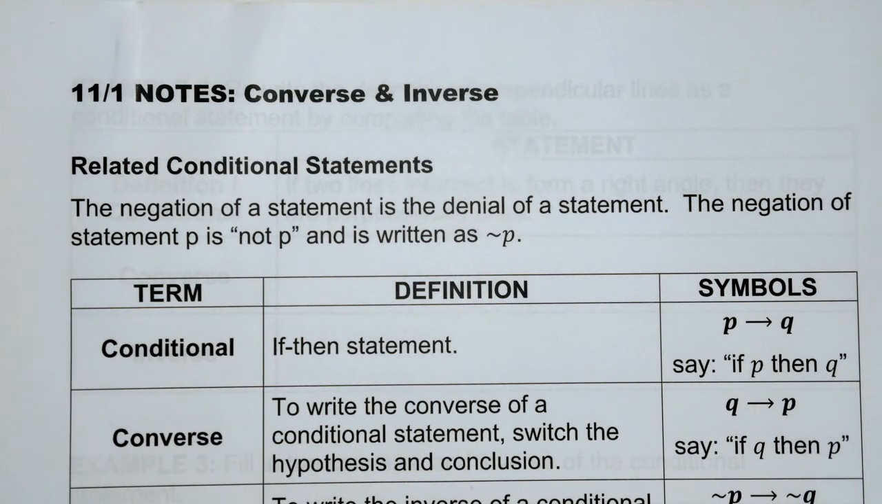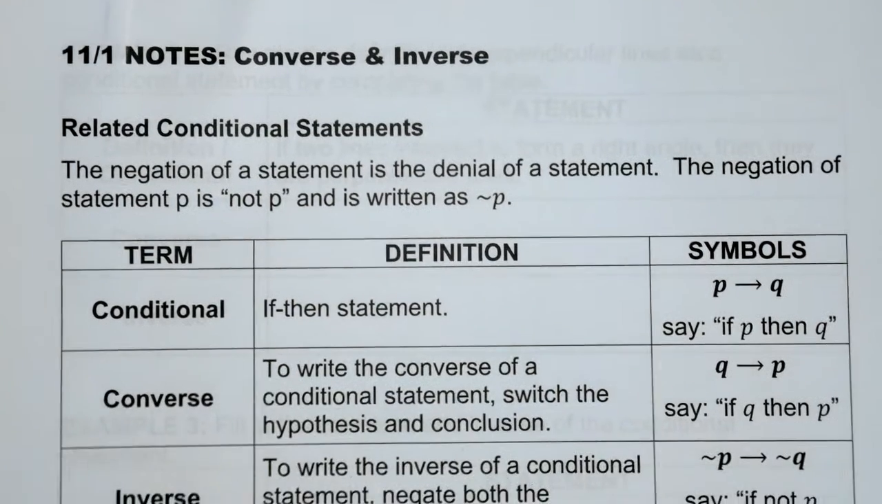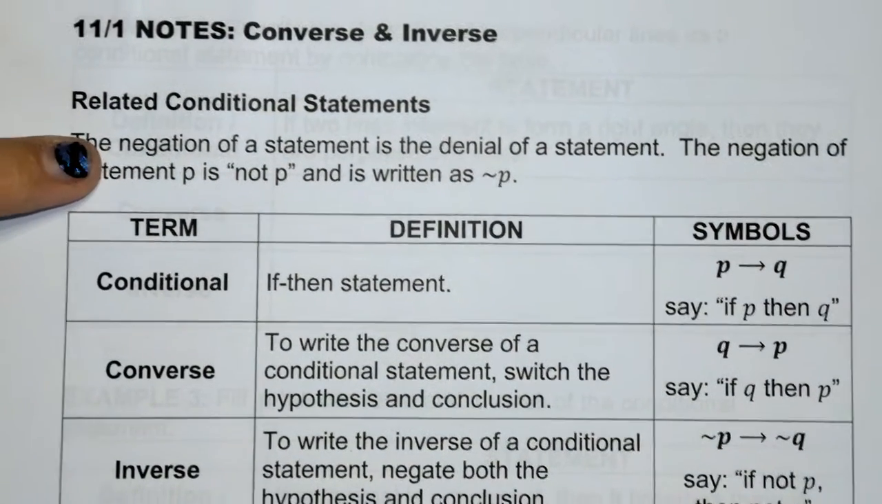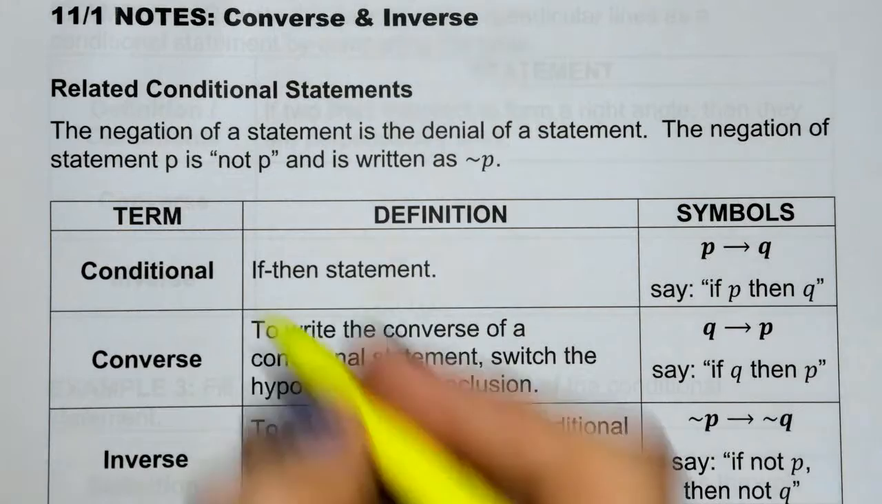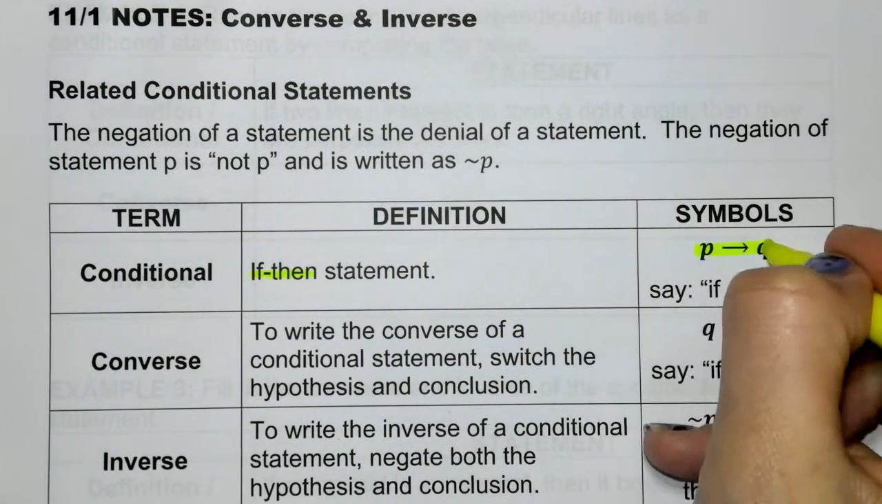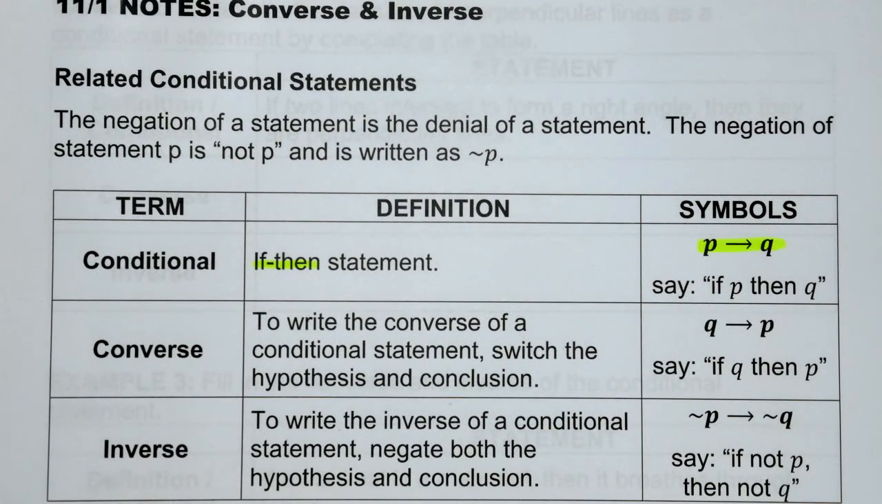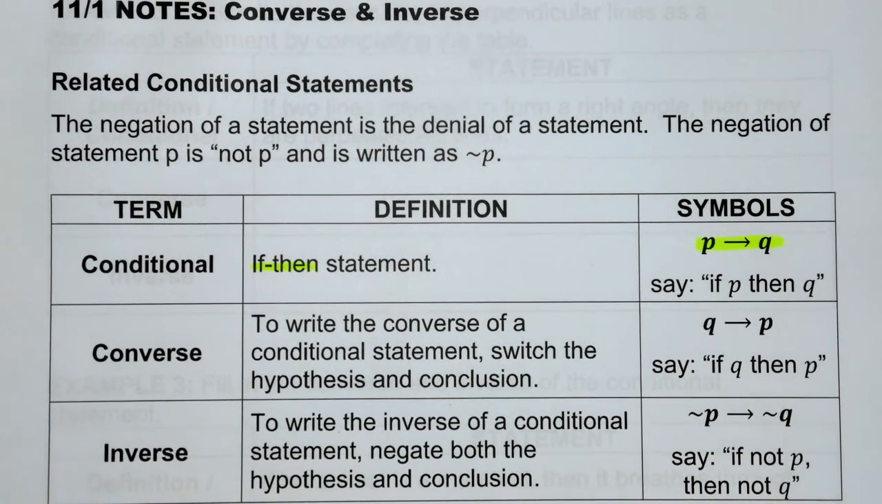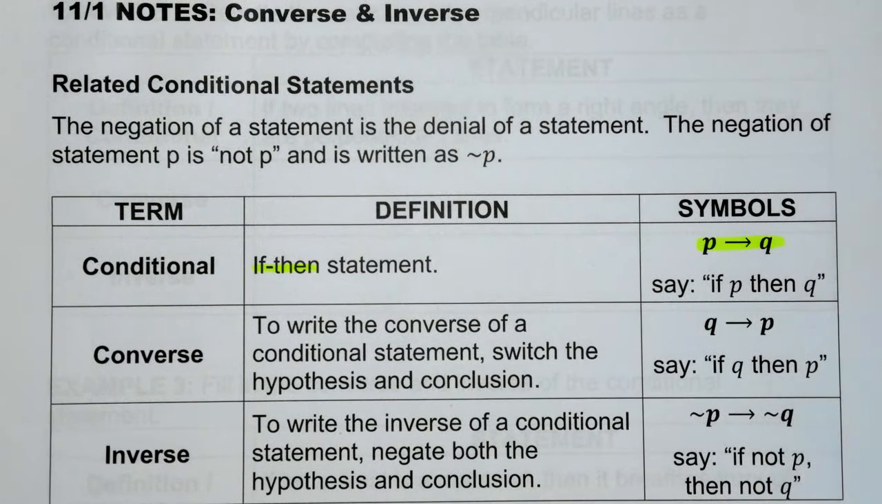So your converse and inverse are two other ways of writing your conditional statements. So remember our conditional statements. I'll come back up to this information right here in a moment. Your conditional statements are your if-then. You have your P, then Q. P being your hypothesis, Q being your conclusion. And we write it if P, then Q.